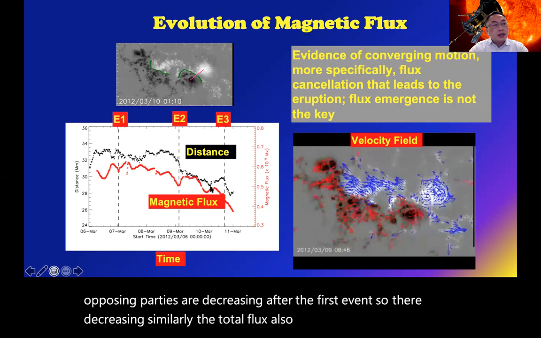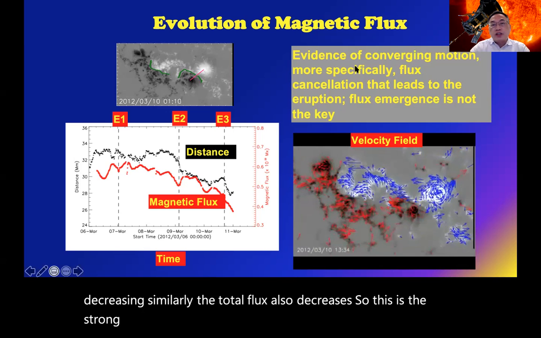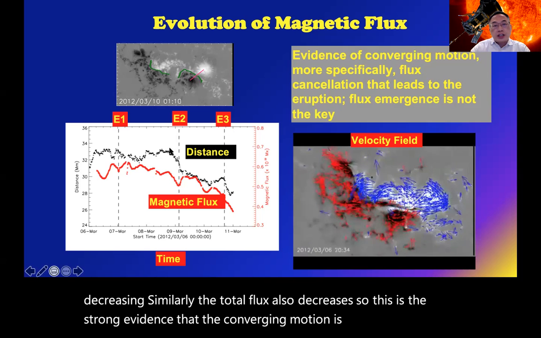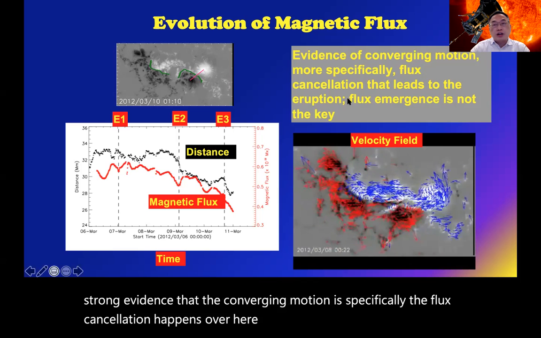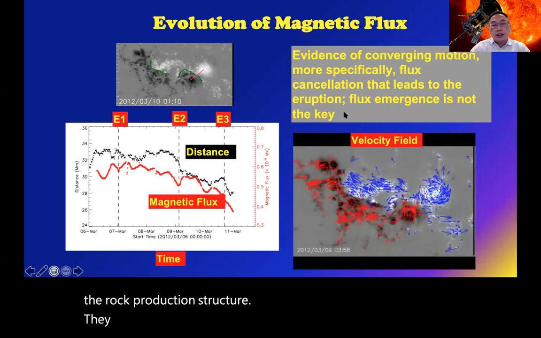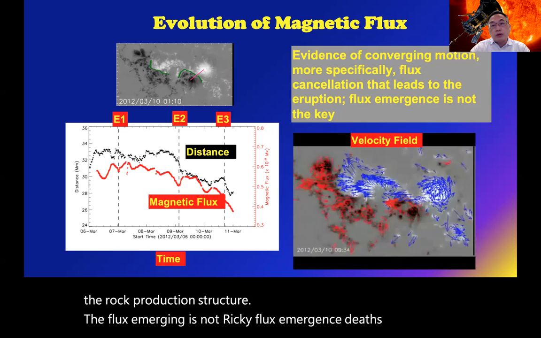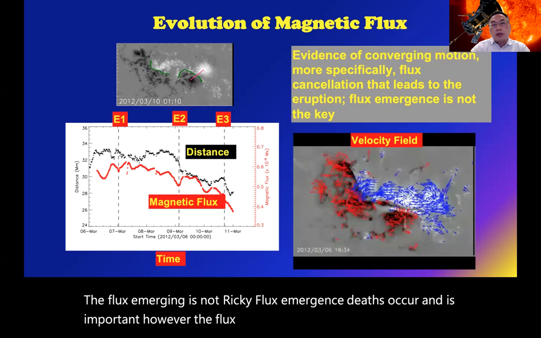This is strong evidence that the converging motion, specifically the flux cancellation happening over here, leads to the formation of the eruption structure. The flux emergence is not the key. Flux emergence does occur and is important. However, flux emergence does not guarantee the eruption.